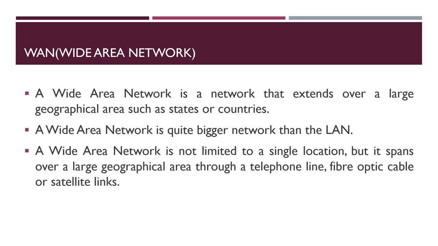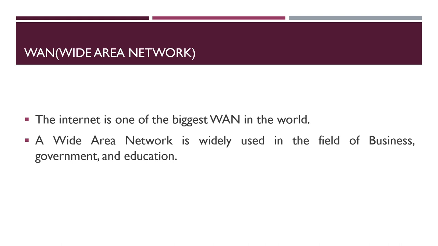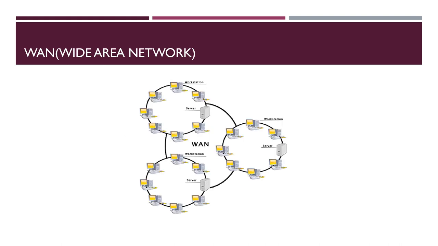And there is no limitation here, no limited resources, and we can use large areas, we can use it for many purposes. For example, the telephone line and fiber optical cables, and then satellite links. So these kinds of things we go for wide area networking system. And one of the biggest in the world, government, education, business, these kinds of industries, and then the huge demanding service goes for wide area networking system. Yeah, this is what wide area networking is.